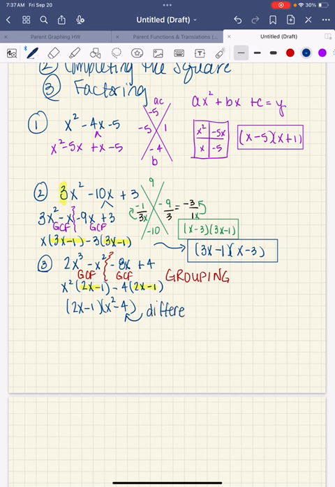It is by far the most common factoring pattern. If I had to guess, between now and June, you're going to be using the difference of two squares like 100 to 200 times. No joke. This factors as 2x minus 1, x plus 2, x minus 2.